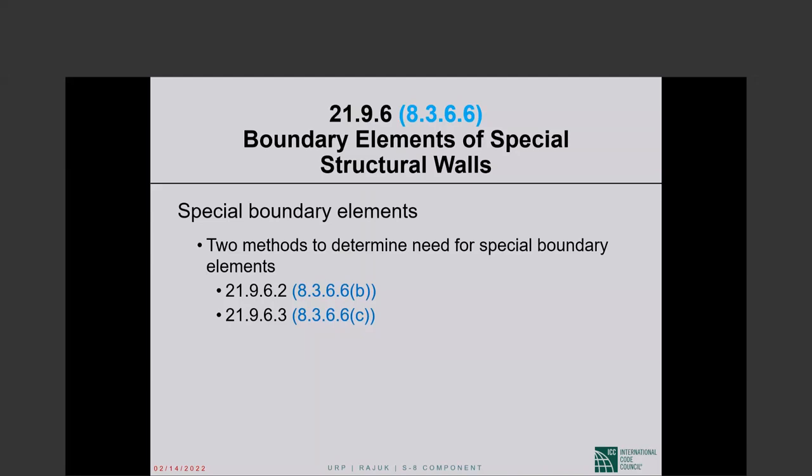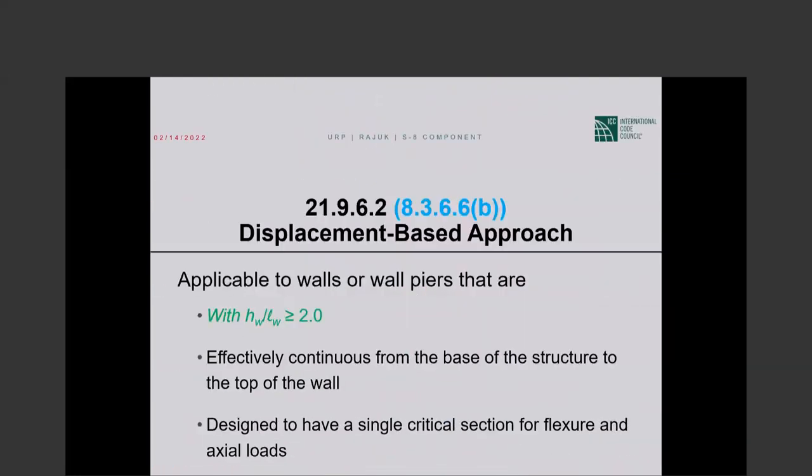Okay, so how much of the shear wall cross section to confine? You can figure it out two ways: by section 9.6.2, which is called the displacement-based approach, or 9.6.3, which I will call the conventional approach. It doesn't have a name in ACI 318. So you can figure out whether you need special confinement and how much special confinement you need using section 9.6.2 or 9.6.3, the displacement-based approach or the conventional approach.